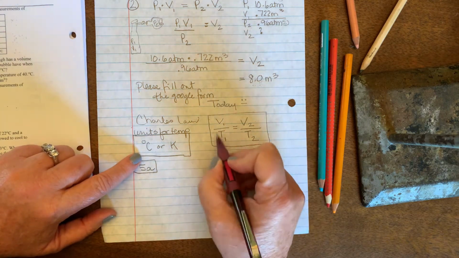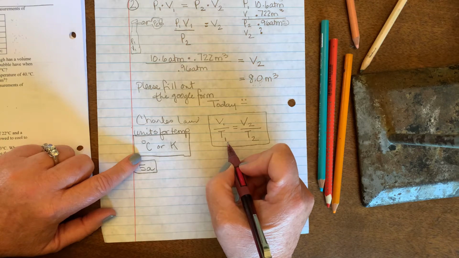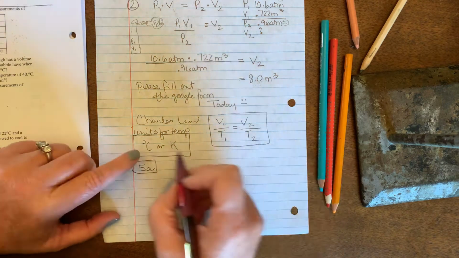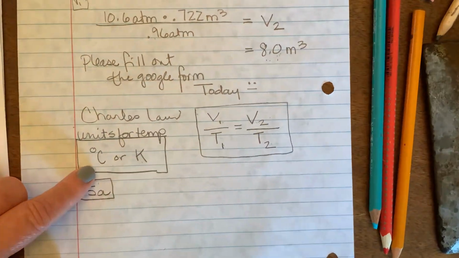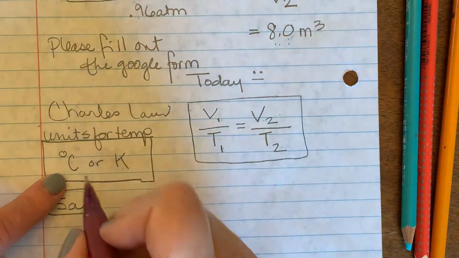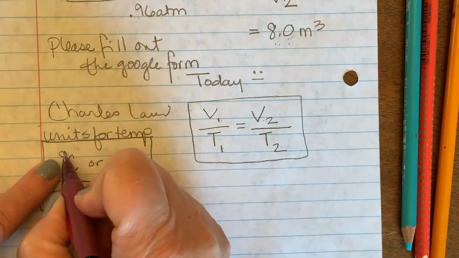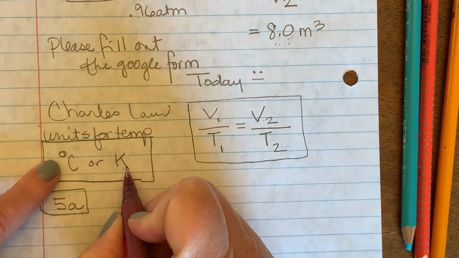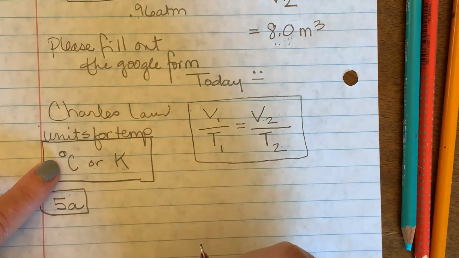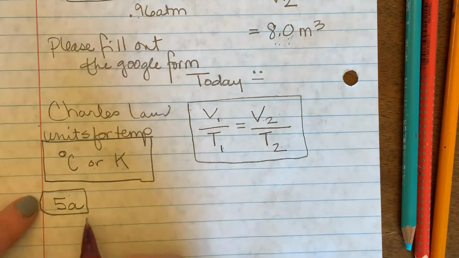So temperature is a new unit or a new variable. So it has units associated with it that you'll see on your handout. One of the units is Celsius, and we say degrees. That little symbol is for degrees Celsius, or it'll be in Kelvin. And we'll talk about that a lot more as we move forward.